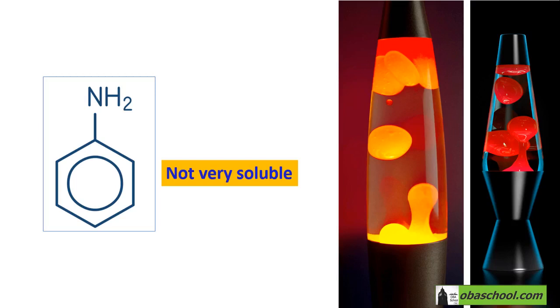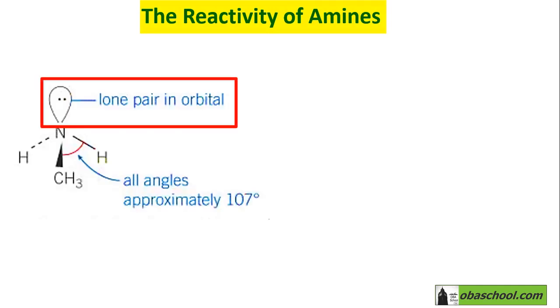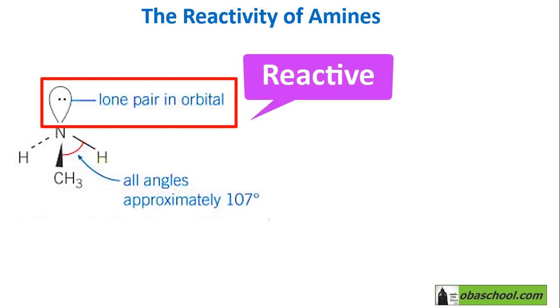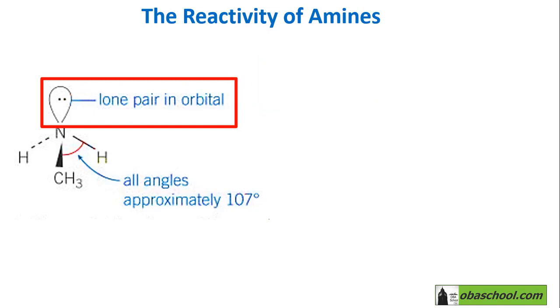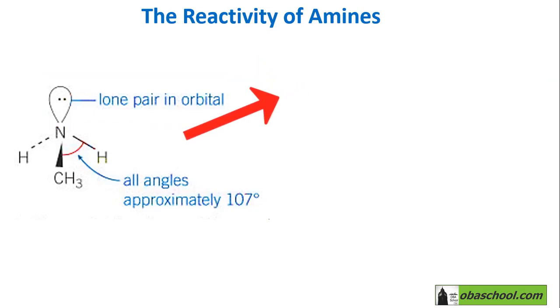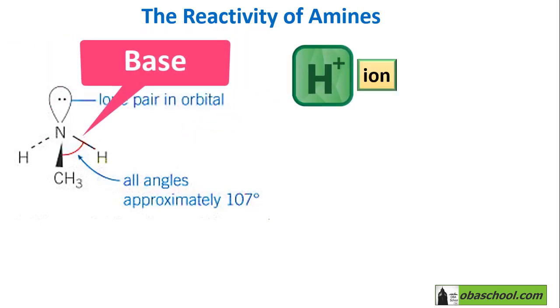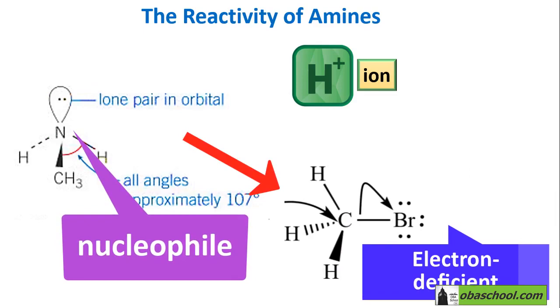Now, let's discuss the reactivity of amines. We have said that amines have a lone pair of electrons, which makes them more reactive. That lone pair makes the amines very reactive. This lone pair might form a bond with an H+ ion, where the amine is acting as a base, and it can form a bond with an electron deficient carbon, where the amine acts as a nucleophile.